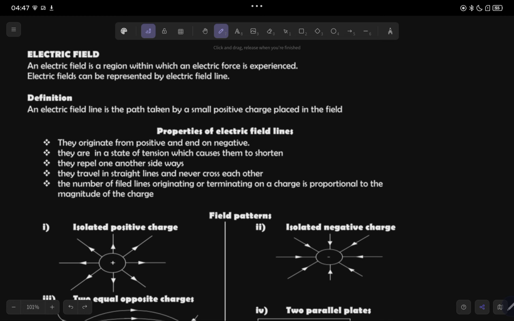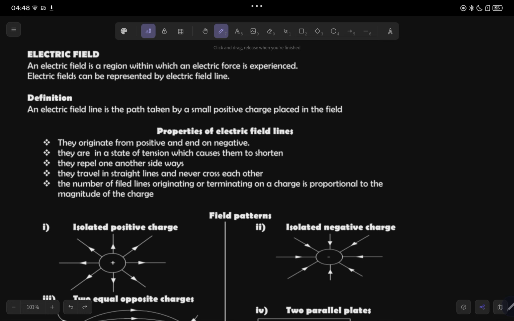These electric field lines are always short. Short because they're in a state of tension, short because the electrostatic force due to a charge is not indefinite, does not go on forever. There is a region where it's experienced and keeps fading off. So if you have them endlessly long, it means the electric field of a charge does not end. Now, electric field lines repel one another and therefore they do not cross.